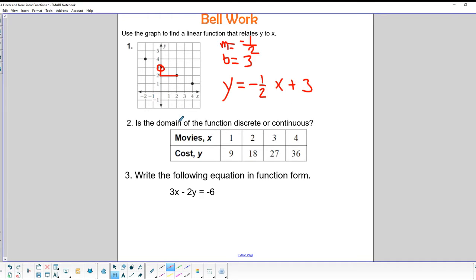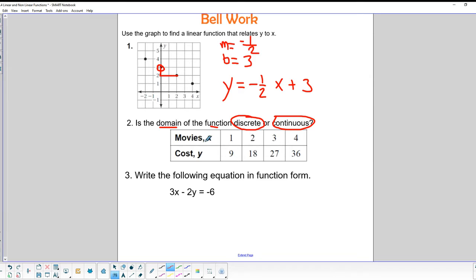Okay, then we discussed whether the domain of a function is discrete or continuous, which means, if we were to graph this data, would it make sense just to put individual dots on the graph, or would we make the dots and then draw a line to connect the dots, because everything in between could also be, and it would make sense for it to be, a solution.